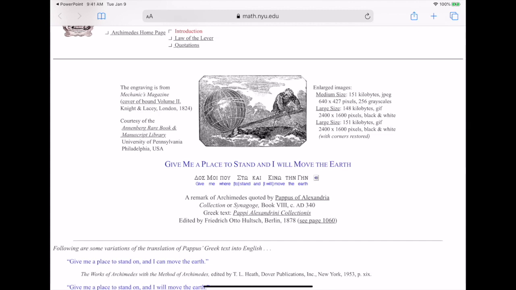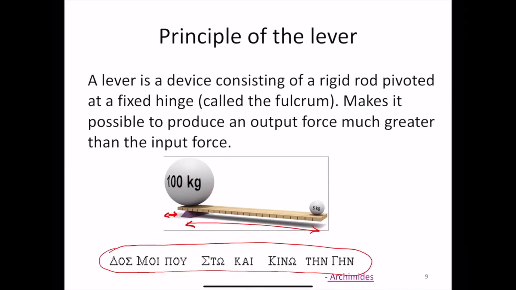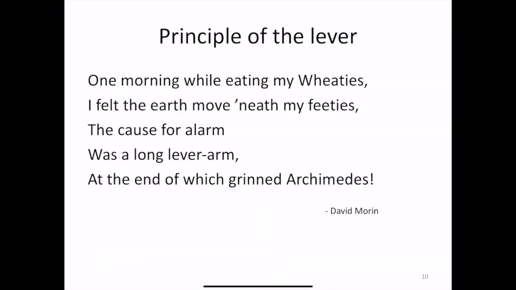So it's interesting. I would recommend taking a quick look at this website. It's not for exams or anything. It's just for entertainment. Okay, and then on the next slide, I have this little poem, which I found in a book, and I find it kind of amusing. It's based on the principle of the lever. So I'll let you take a look at that.